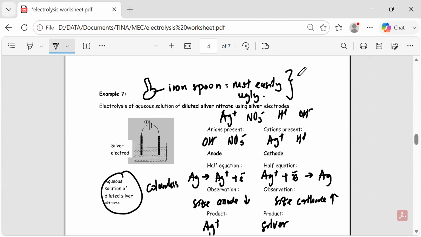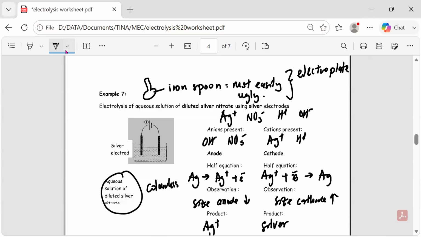We do something called electroplating. Electroplating is to use electrolysis to coat it with a layer. So what are we going to coat it with? Nobody's going to coat it with hydrogen, right? So we coat it with a layer of silver or copper. Now let's say I want to coat it with a layer of silver. I will use this experiment.